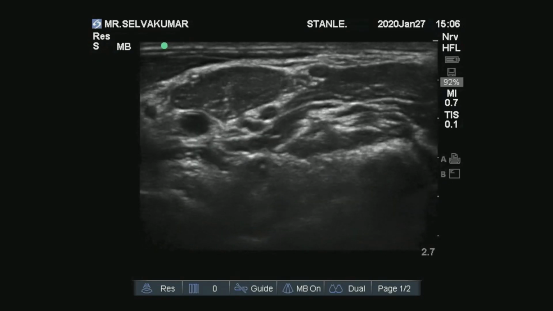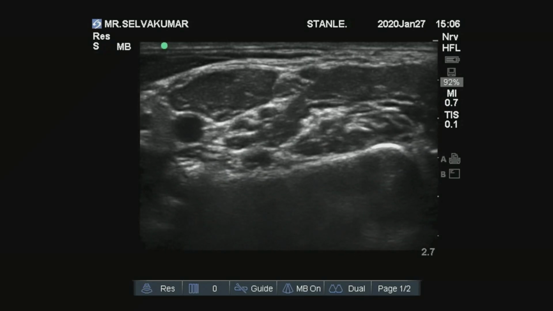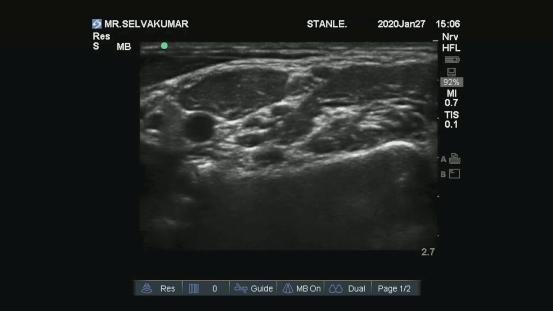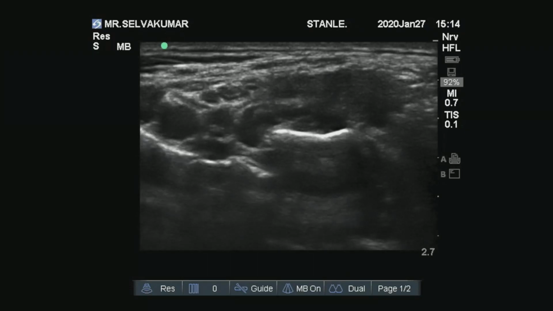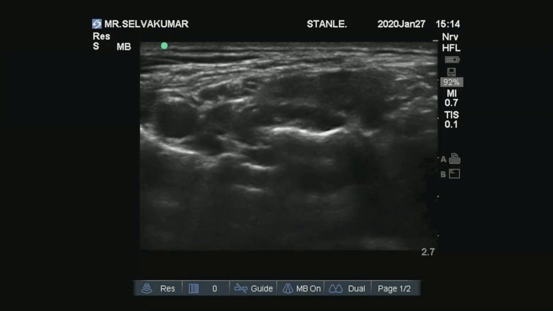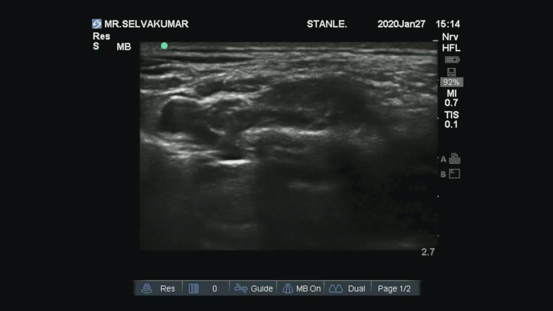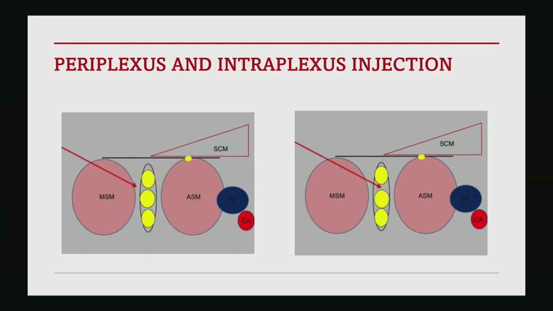So as I trace further down, we have the C5, C6, C7 and C8 ventral rami. It is nicely sitting on the first rib and T1 transverse process complex. So when you trace still further down, the T1 nerve root emerges from under the first rib and it will come and join with the C8. As you can see there, it joins with the C8 to form the inferior trunk. So we now know what is the stoplight and what is the bunch of grapes, and how to do injections while you do an interscalene block.